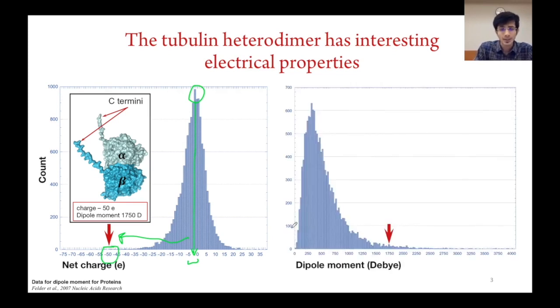Not only that, it has a very high dipole moment. Again, it's pretty much off the peak over here. The peak is 400 debye. Tubulin's dipole moment is about 1800 debye. So it has a very high charge and a very high dipole moment. These are important things to remember because they'll play up throughout this talk. And this is what makes tubulin very interesting from an electrical perspective.